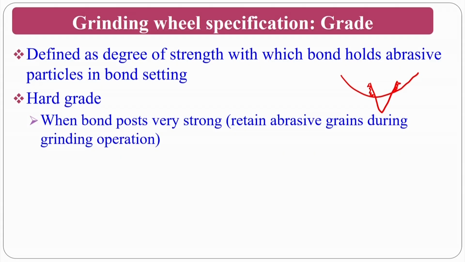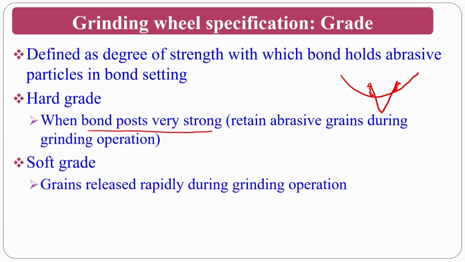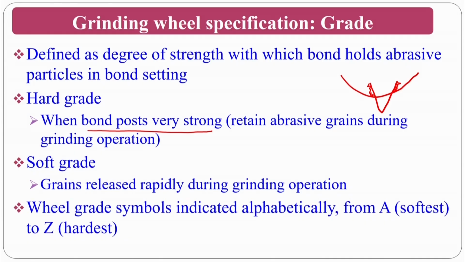Okay. So, in a hard grade, the bond is very strong, that means the bonding of the abrasive particle in the grinding wheel is very strong. Okay. In the soft grade, grains are released rapidly during the operation. Okay. The wheel grade symbol is indicated alphabetically, as you have normally seen in the grinding wheel specification.